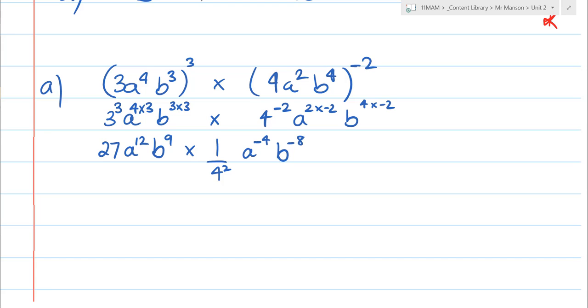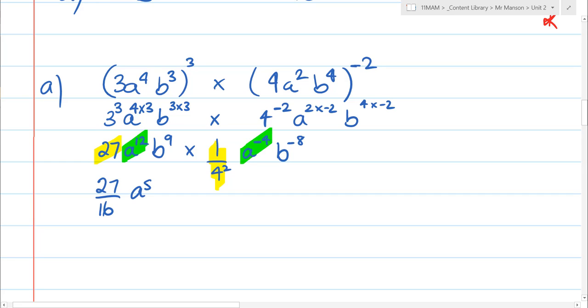Now I get each term individually, the numerical term first. You'll note here that 27 times 1 over 4 squared, 4 squared is 16, so it becomes 27 over 16. And then I get my a terms. A to the power of 12 times a to the power of negative 4. I add the powers, giving me overall a to the power of 8. And then I get my b term. B to the power of 9 times b to the power of negative 8. I add the powers again, it just gives me b to the power of 1, which I can just write as b. And that's it, that's fully simplified, numerically fully simplified, the best I can do. So I'll leave it like that.